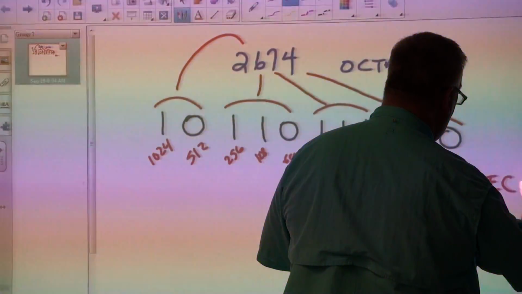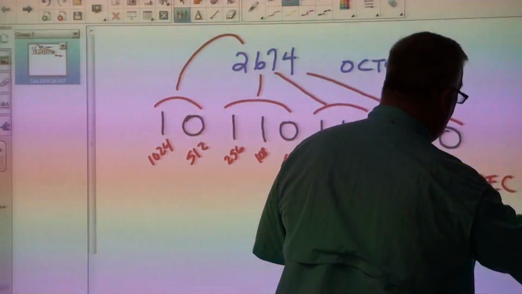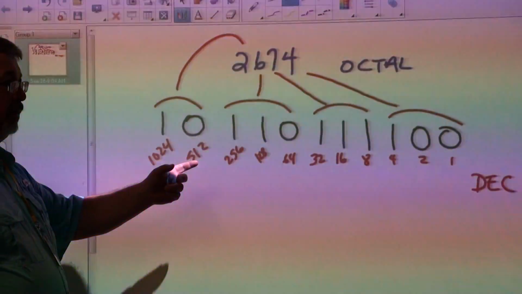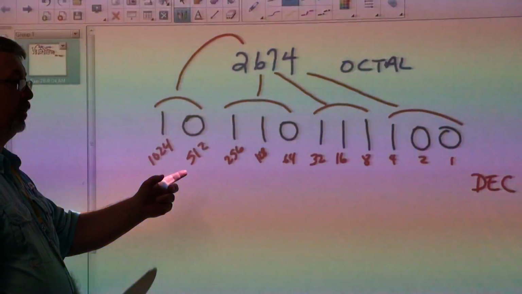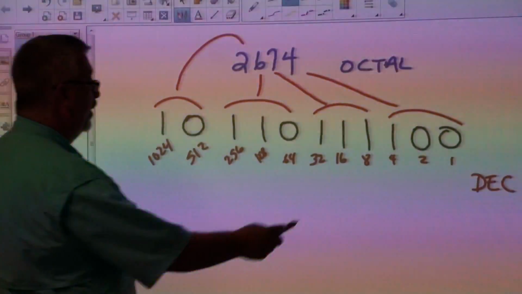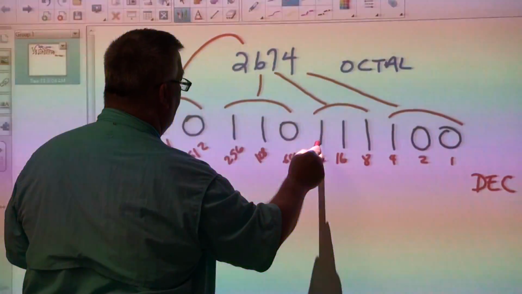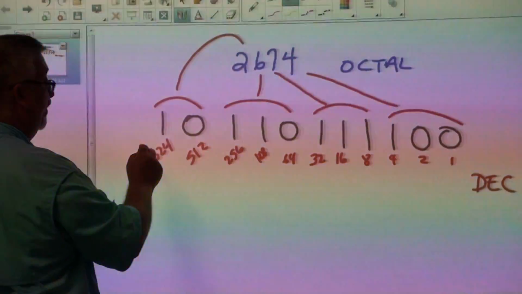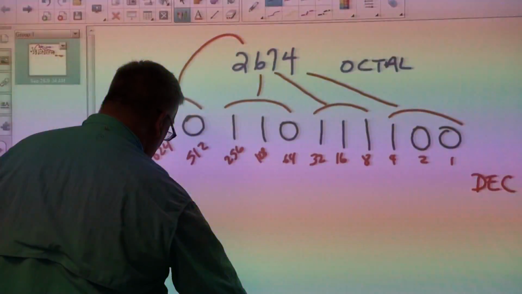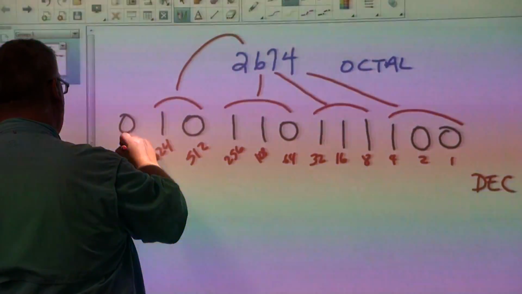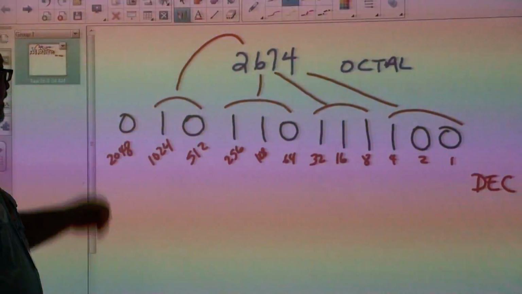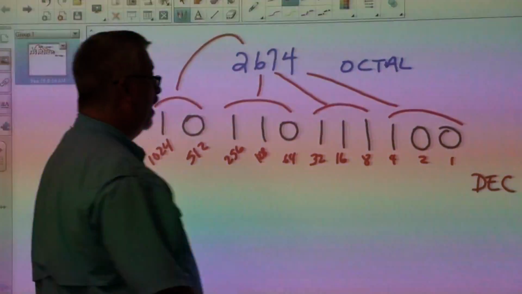I've got a question. Why can't we go all the way to 2048 after the 1024? We can, there's just nothing there, there's no place. We only have 1, 2, 4, 8, 16, 32, 64, 128, 256, 512, 1,024. If we wrote a 0 there, that would really be the 2,048 position. Okay, so we've got binary.